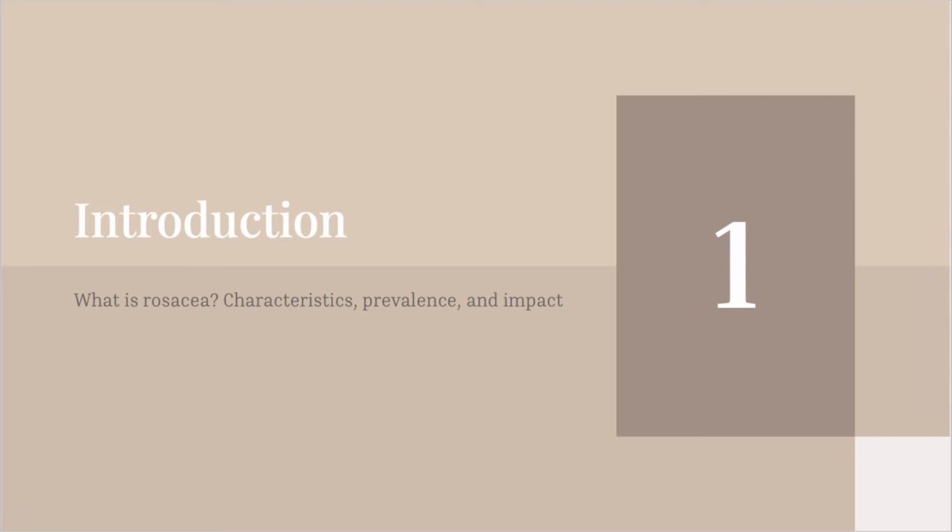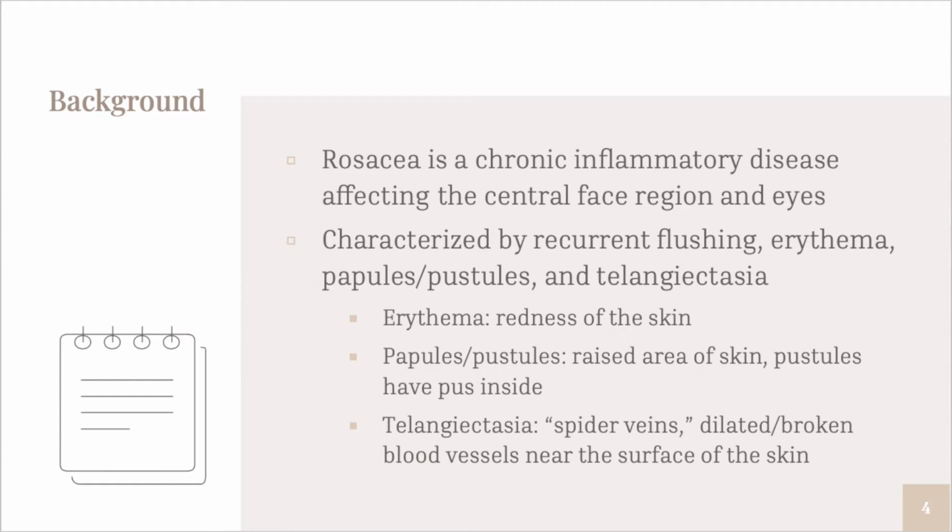So what is rosacea? Rosacea is a chronic inflammatory disease that affects the central face region and the eyes. So this includes the cheeks, chin, nose, and forehead. It is characterized by recurrent flushing, erythema, which is reddening of the skin, papules and pustules, which are raised areas of the skin, and pustules have pus inside, as well as telangiectasia, which is when you can see the dilated or broken blood vessels near the surface of the skin. They are also known as spider veins.